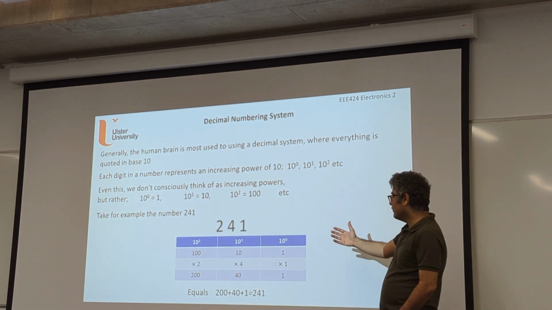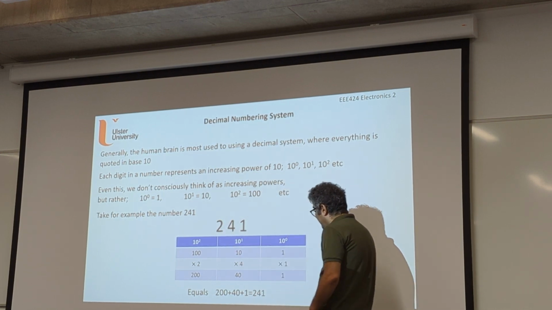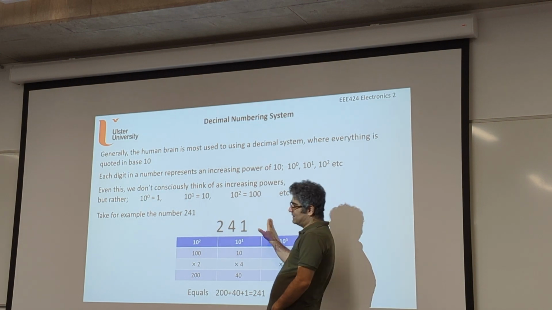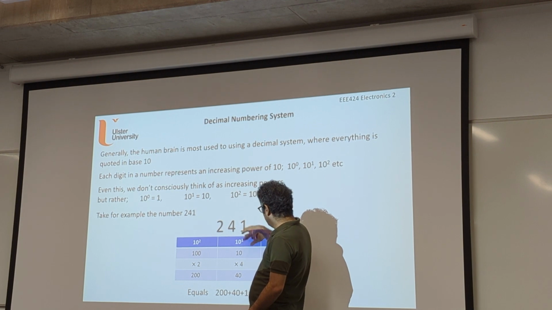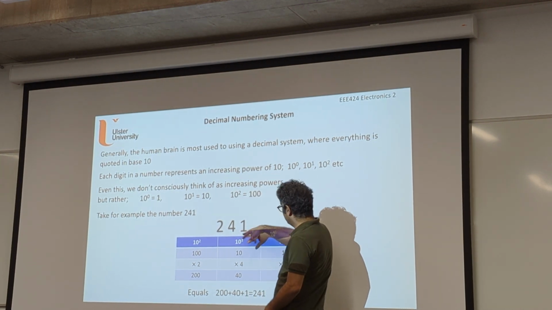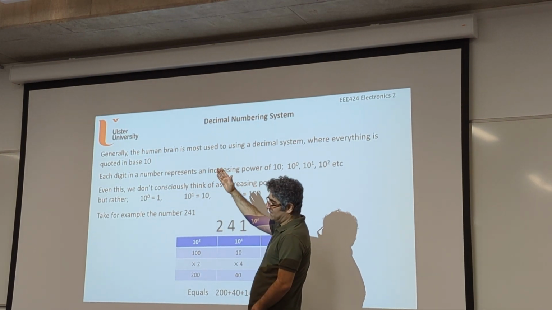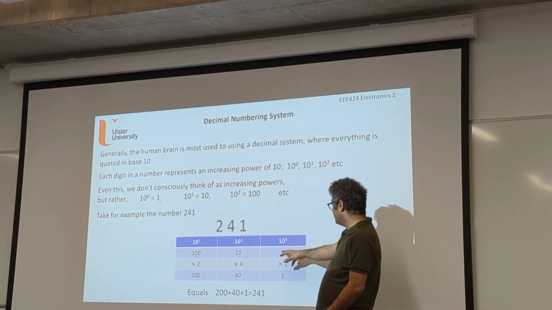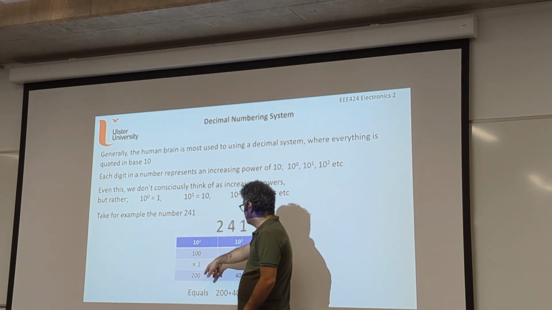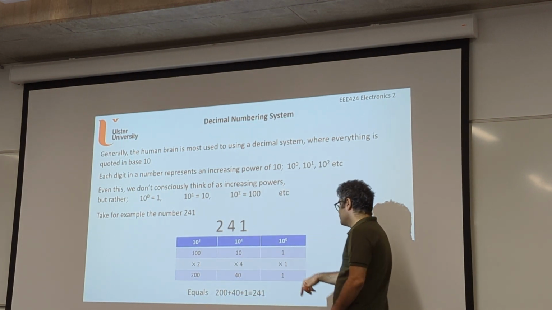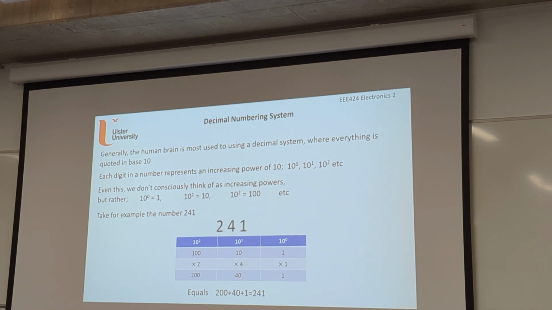Now I want to show how the decimal logic works. We have this number, 241. What does it mean? We start from the right digit, the lower priority part: 1 times 10 power 0, then 4 times 10 power 1, then 2 times 10 power 2, and we can extend depending on the digits we have. So it would be 1 times 1, 1; 4 times 10, 40; 2 times 100, 200. Then we add them, 200 plus 40 plus 1, 241. This is the base of the decimal system.